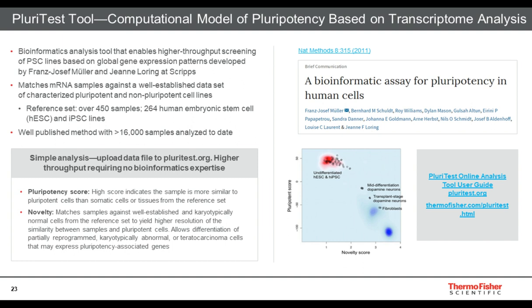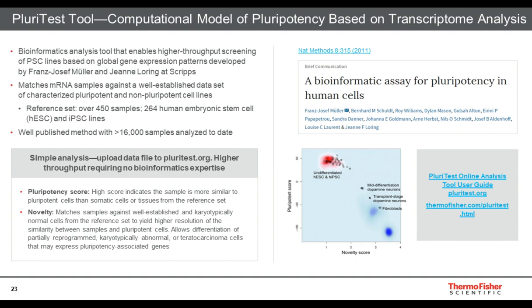The PluriTest tool is a computational model of pluripotency based on transcriptome analysis. This was developed by Franz Josef Müller and Jeanne Loring at Scripps. This is a great example of partnership and how we want to be partnering with you as you develop ways to help advance this field. We want to help make that available to everyone. This is a very widely published and comprehensive reference set that you can benchmark your samples to. You don't need bioinformatics, which makes it very user-friendly, and the PluriTest software performs the analysis for you.